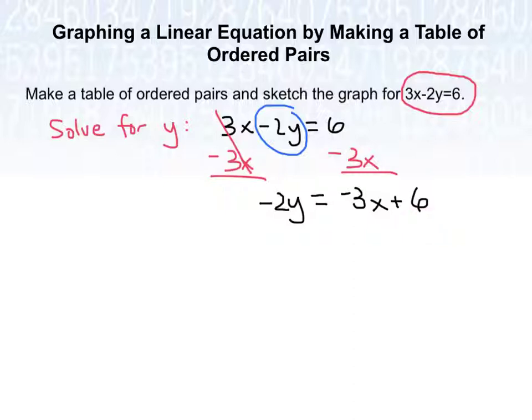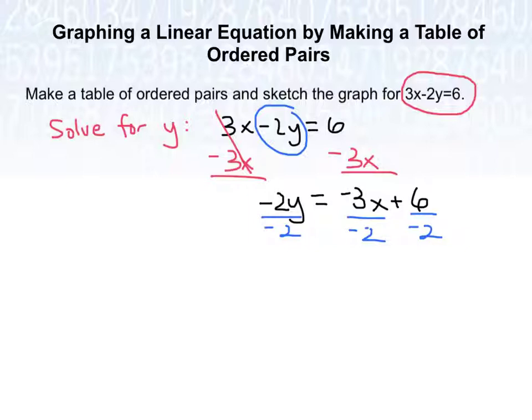Now that the y term is isolated, the next thing we have to do is isolate the y itself. We will notice that the y is attached to the negative 2 by means of multiplication. So in order to isolate the y itself, we're going to divide both sides by negative 2. Now when I divide both sides by negative 2, one of the tricks that will help you out is to look at the negative 3x plus 6 and divide each term by negative 2.